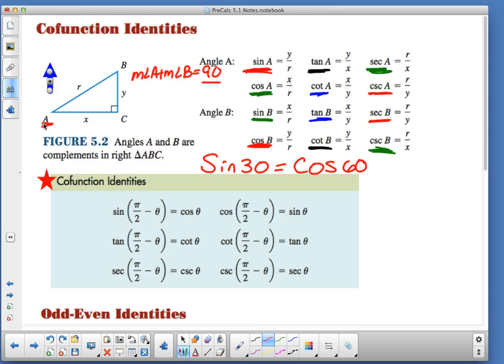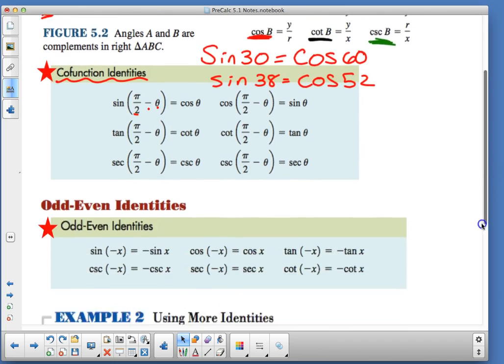But even more so, if I talk about the sine of 38, that's going to be the same as cosine of 52. And I would expect you to check that on your calculator and make sure your calculator is in degrees, please. And then look at these cofunction identities. Because if I have 90 degrees subtracting theta, then the result for sine is the same as cosine. And those other cofunction values, tan and cotangent, secant and cosecant, work the same way. It's kind of a neat property, but we're going to use them with our identities along with our odds and evens. So let's talk about which ones are odds and which ones are evens.